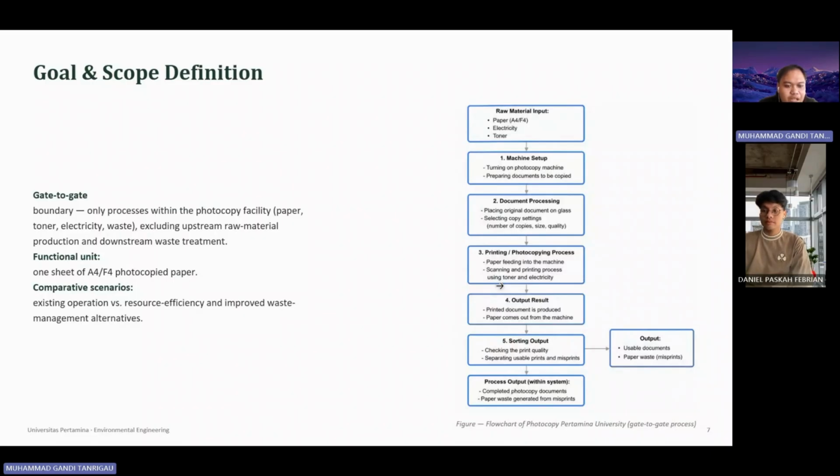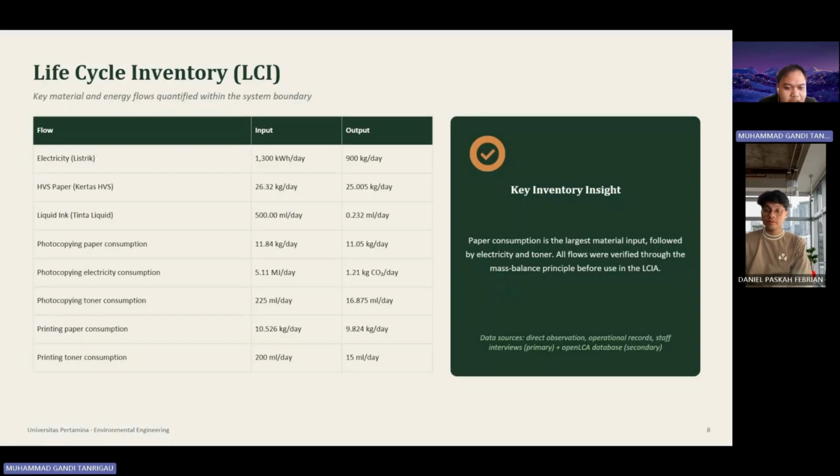Slide 8, life cycle inventory. This slide presents the life cycle inventory result. The inventory includes the quantities of electricity, paper, toner, and other material flows entering and leaving the system. Among all inputs, paper consumption is the largest, followed by electricity and toner. Before conducting the impact assessment, inventory data were verified using the mass balance principle to ensure data consistency.